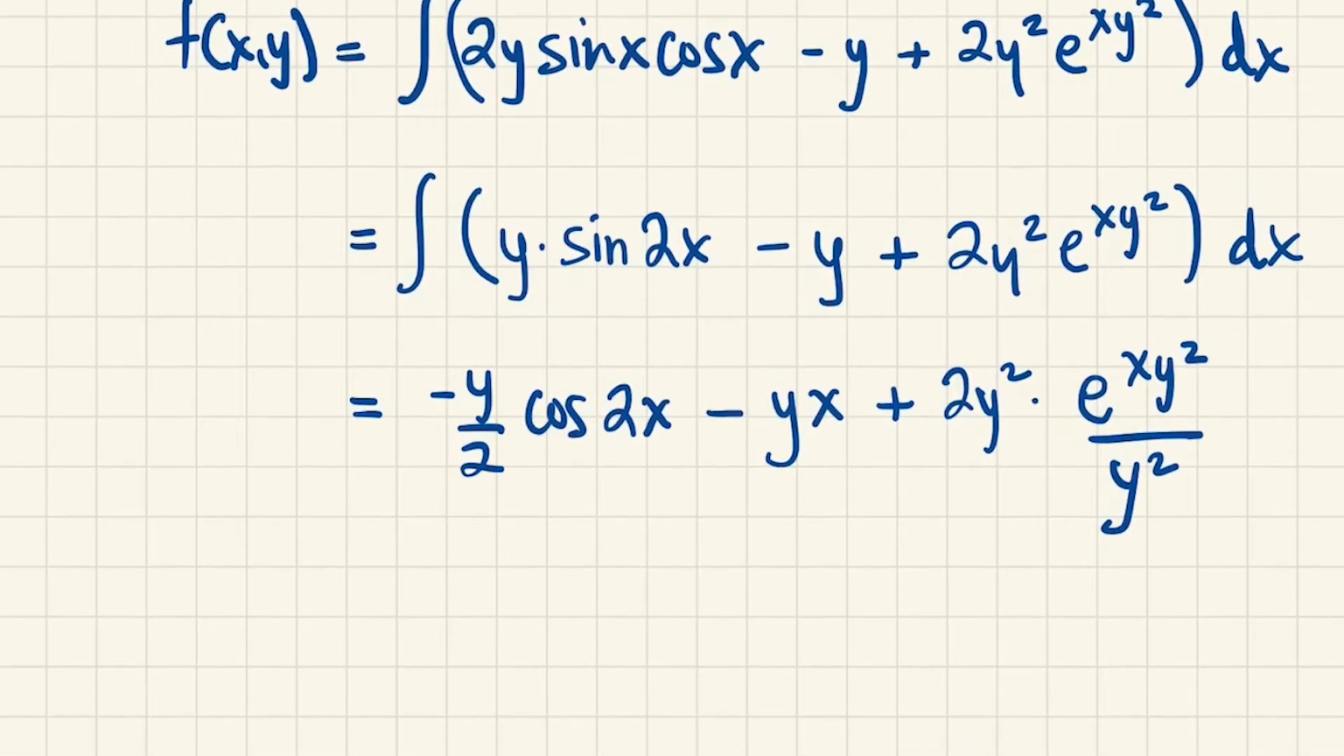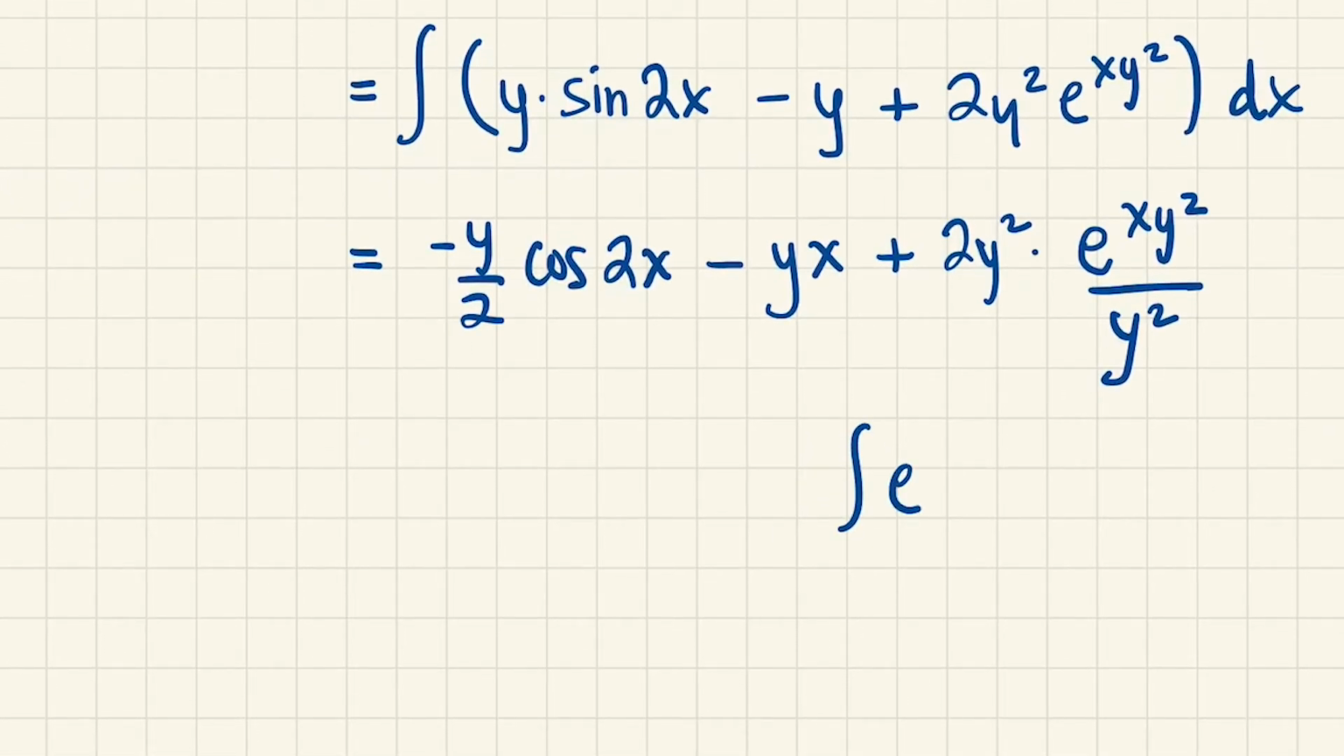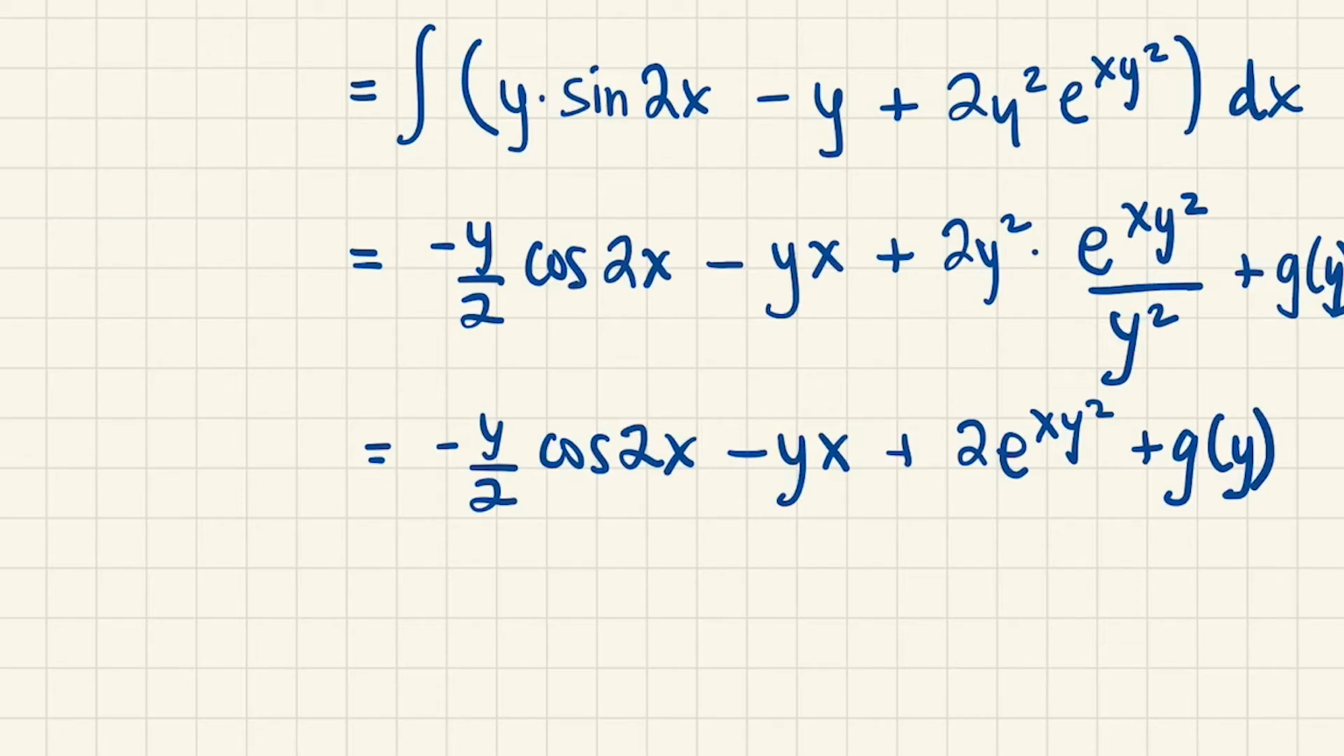Okay, if you can't quite see what happened right at the end there, we just used this fact here that e to the bx dx integrates to e to the bx divided by b. So again, we're just treating y as a constant. So this cleans up a little bit. We get negative y over 2 cosine of 2x minus y times x plus 2 e to the xy squared. And oh, you know what we forgot? That g of y. There we are, g of y.